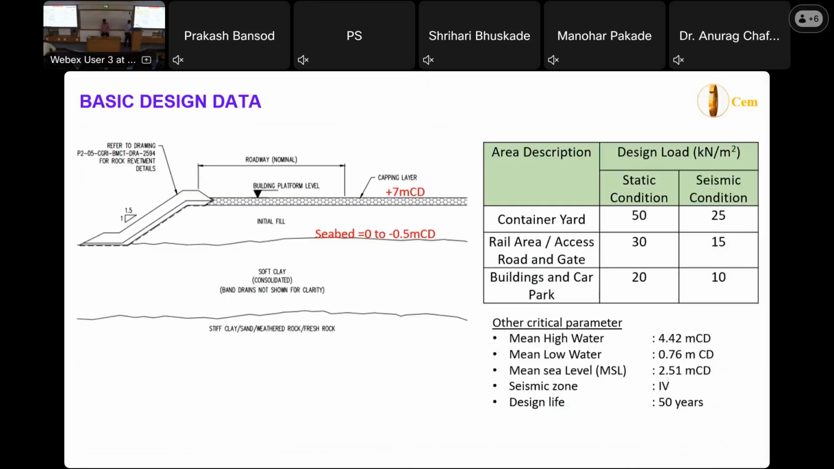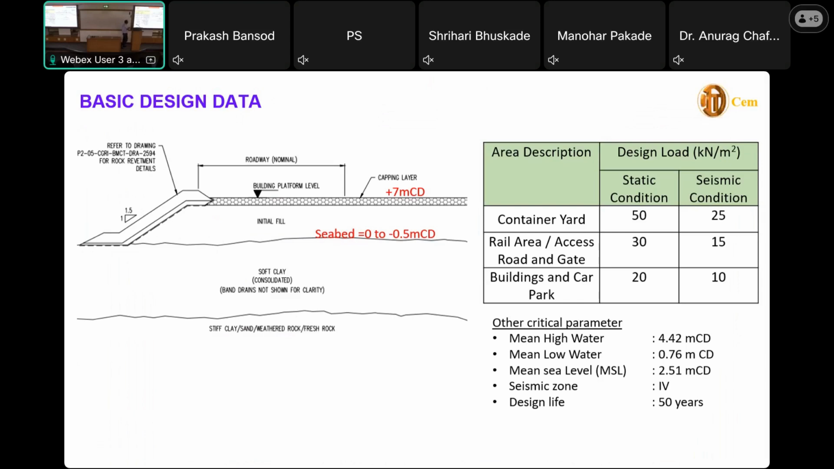The basic design data: the profile was like this. This front portion will have a slope with rock revetment. This will be the seaside, and it will be reclaimed. The bed level was around 0 to maybe 0.5, and the final finish level was +7. The depth of this marine clay was around 15 to 20 meters generally.